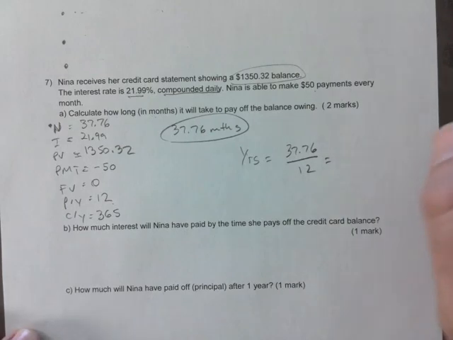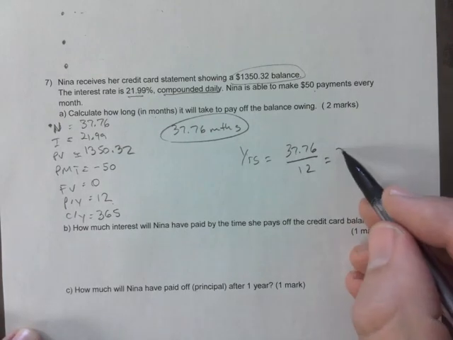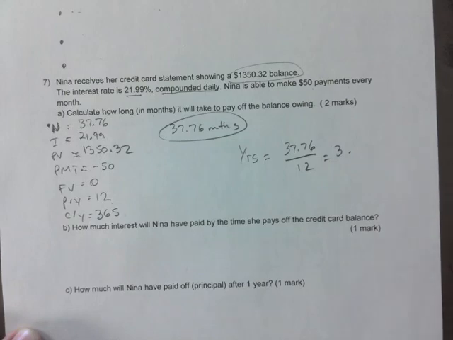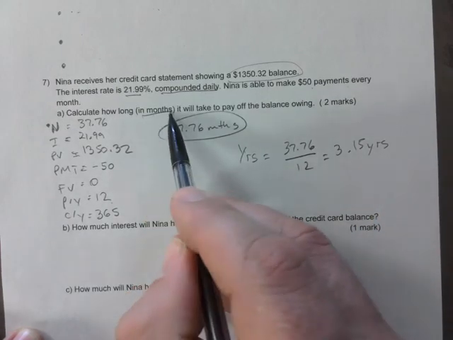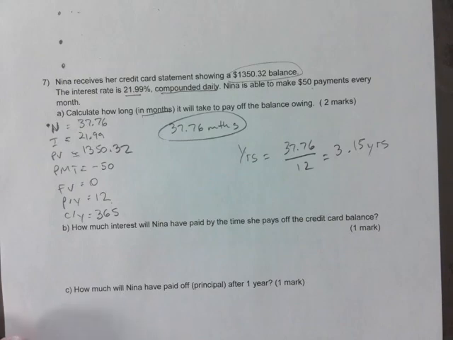Years, I'm not even sure. That's 3 something, right? 3 point something. 3.15. But it did ask in months, so just leave it at that.